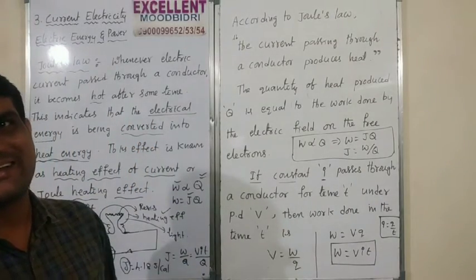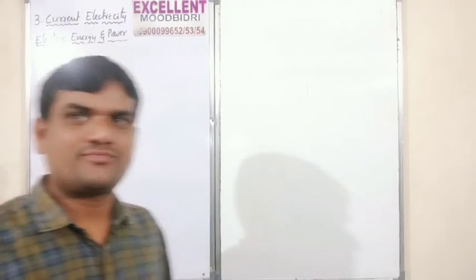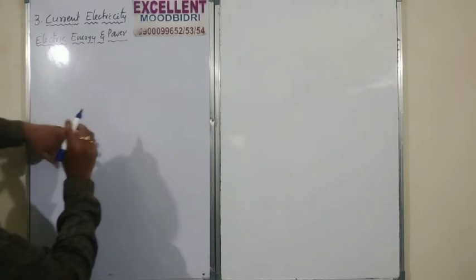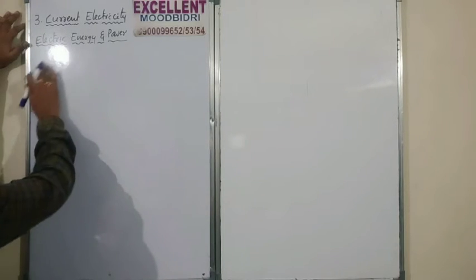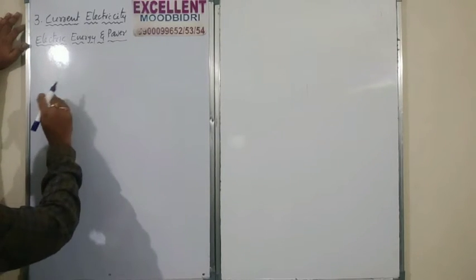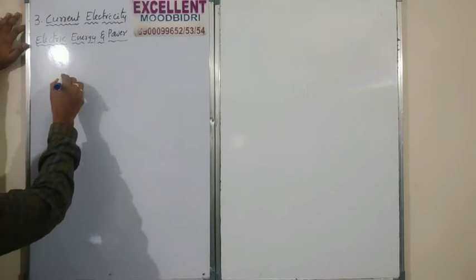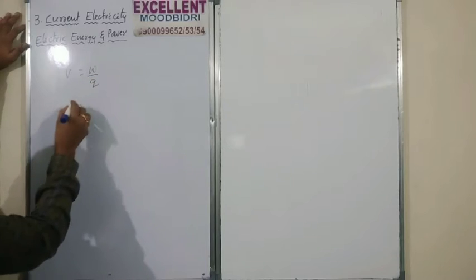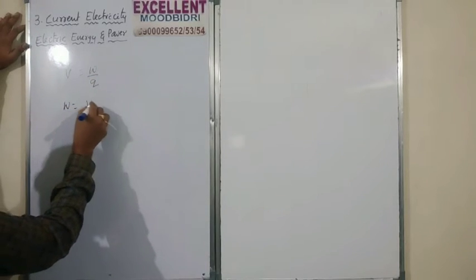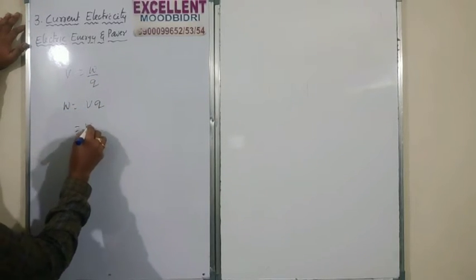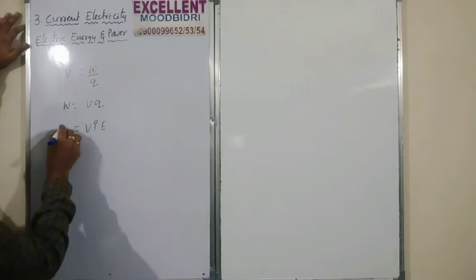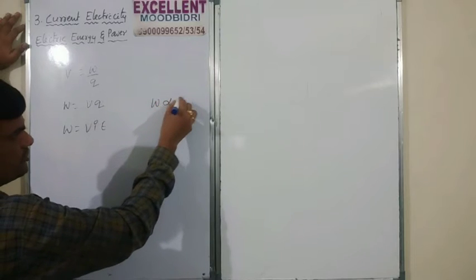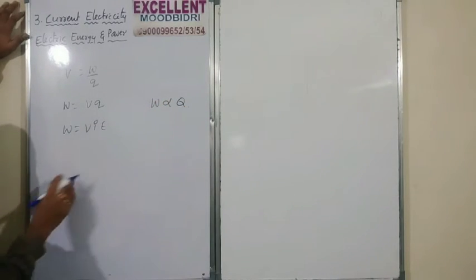Are you clear? Right. So what did I give there? W is equal to VIT. Correct? So what formula did I give? V is equal to W by Q. W is equal to V into Q. Q is equal to I into T. This is the W formula. Alright? And I told you W is proportional to Q only, right? Therefore, Q is nothing but heat energy only.